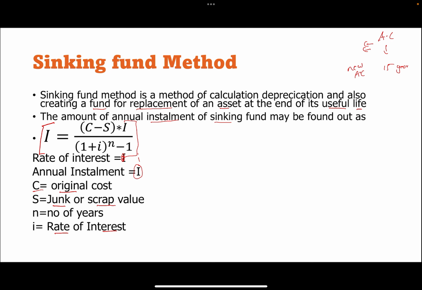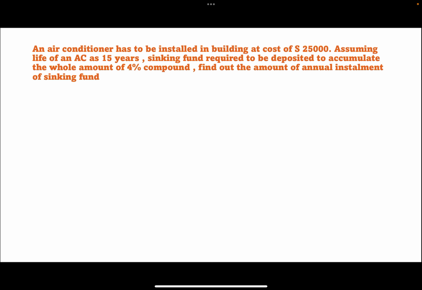Let us do a problem to understand this method better. And this is called the sinking coefficient. This is equal to 1 divided by (1 plus i) whole raised to n minus 1. Okay, so let us look at a problem. Here, an air conditioner has to be installed in a building at a cost of 25,000 rupees. Assuming the life of an AC as 15 years, the sinking fund required to be deposited to accumulate the whole amount at 4% compound interest. Find out the amount of annual installment of the sinking fund.